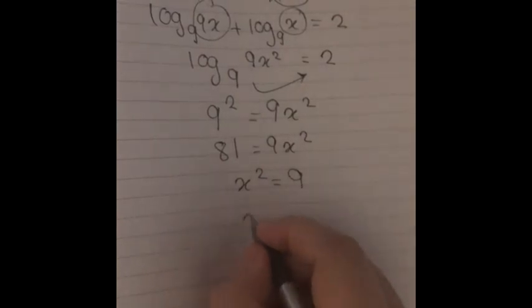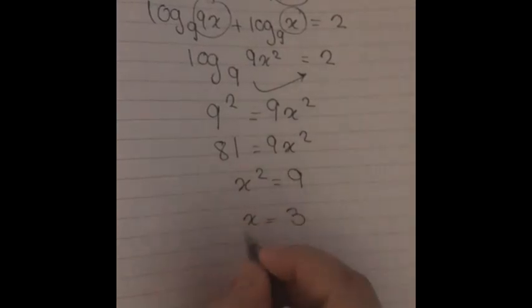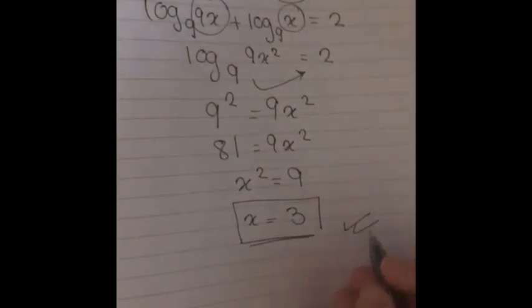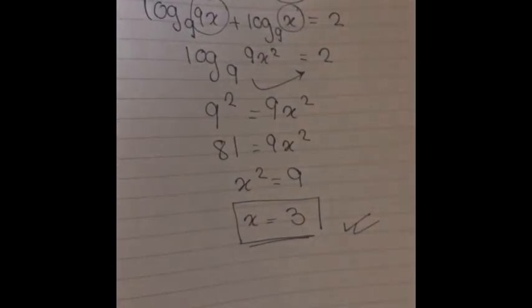So x is equal to 3, and I will not take the negative 3 because I cannot put negative 3 here nor there, and it's not allowed. So only x is equal to 3. I tried to cover as much as possible from logs questions, and you can solve more from your book. Thank you.